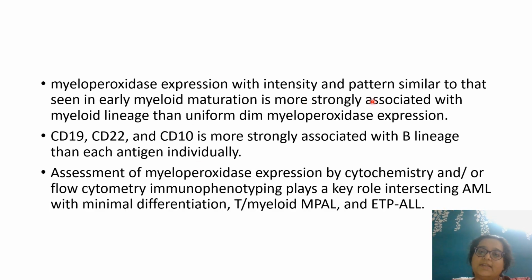MPO expression with intensity and pattern similar to that of early myeloid maturation is more strongly associated with myeloid lineage than uniform dim MPO. What they mean to say is a strong intensity MPO in early myeloid lineage cells. CD19, CD22 and CD10 are strongly associated with B lineage. Assessment of MPO expression by cytochemistry or flow plays a key role in separating AML with minimal differentiation from T myeloid MPAL and ETP-ALL. We all know about that. MPO is the strongest indicator to call something AML.